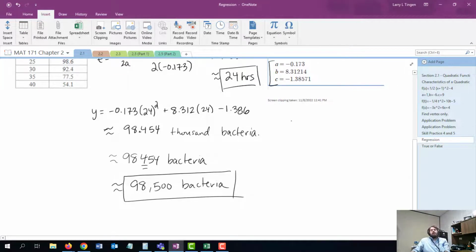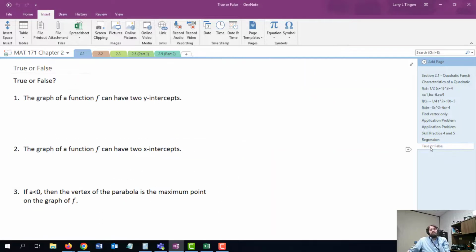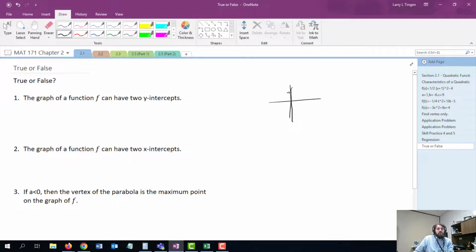All right. And then lastly, we just have some true-false questions to finish up 2.1 with. And those are as follows. So true or false, the graph of a function can have two y-intercepts. All right, so I want you to think, is there a problem if I have two y-intercepts? So if I cross there and there, do I have a problem? Yep, I do have a problem because I failed the vertical line test, which means it's not a function. So false.